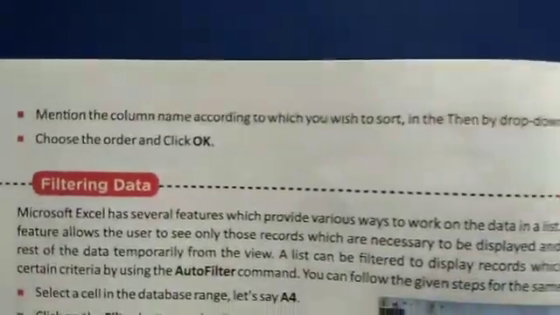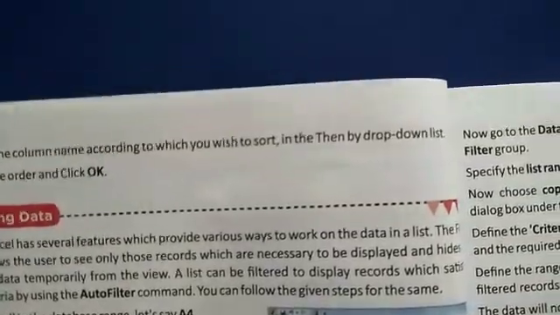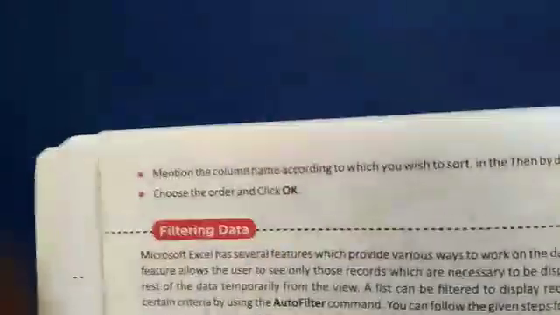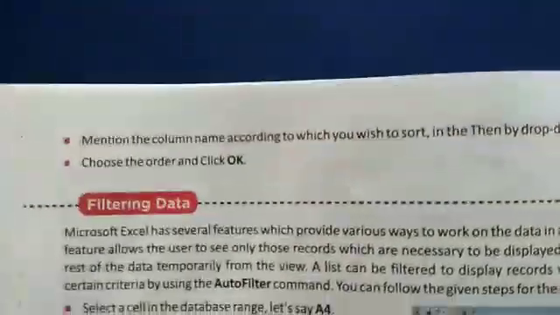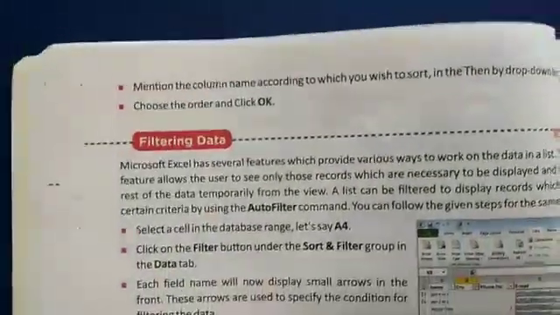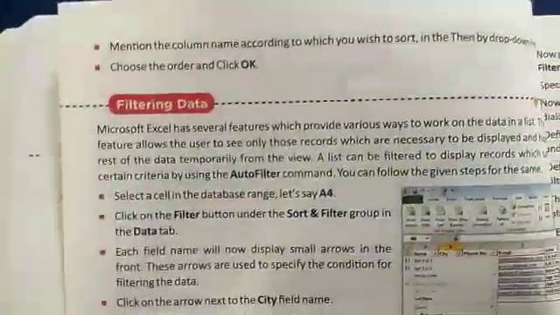Mention the column name according to which you wish to sort in the drop down list, then choose the order and click OK. Now your data will be sorted as per the two fields. Okay. Next is filtering the data.